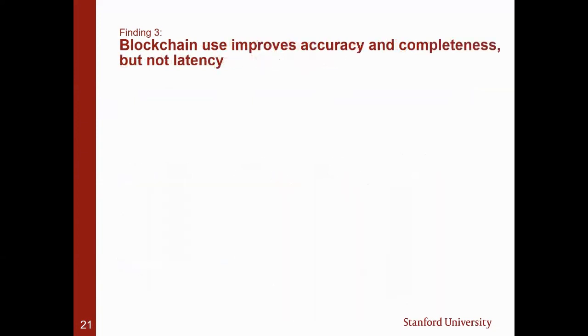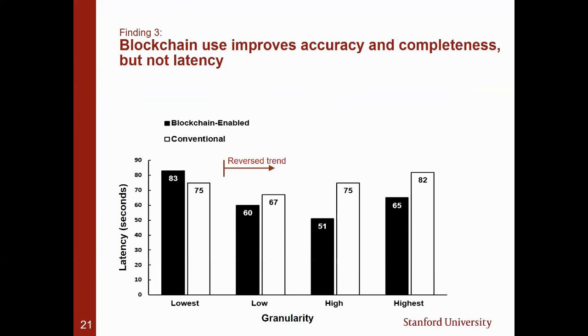Interestingly, also, we see that while accuracy and completeness were improved, latency, at least the way we define the queries, was not improved. So we do see some reverse trend in that blockchain happens to be faster at those 3 levels, but the difference was never statistically significant.